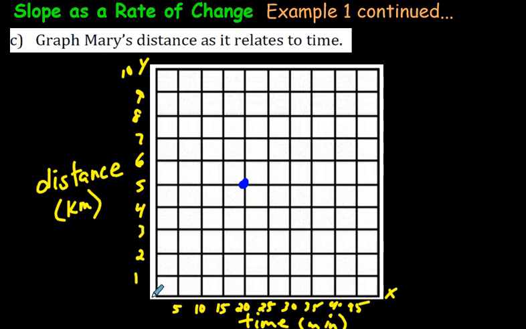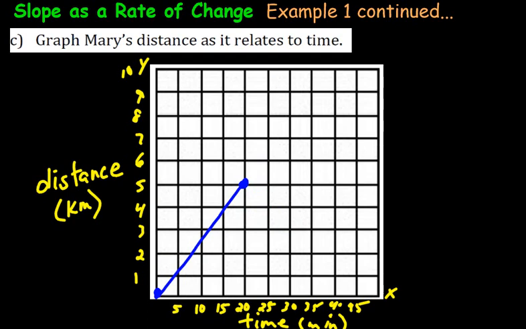And she started at 0. So at 0 minutes, she had run 0 kilometers, and here is our line right here. Okay, I'm going to draw that in. I know it's actually not a bad line.